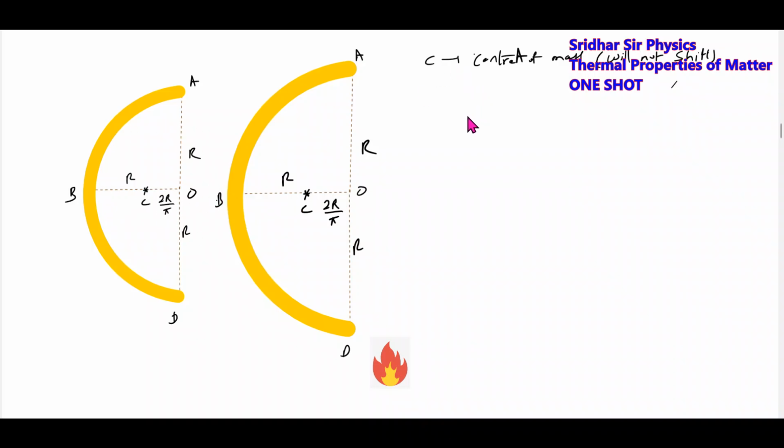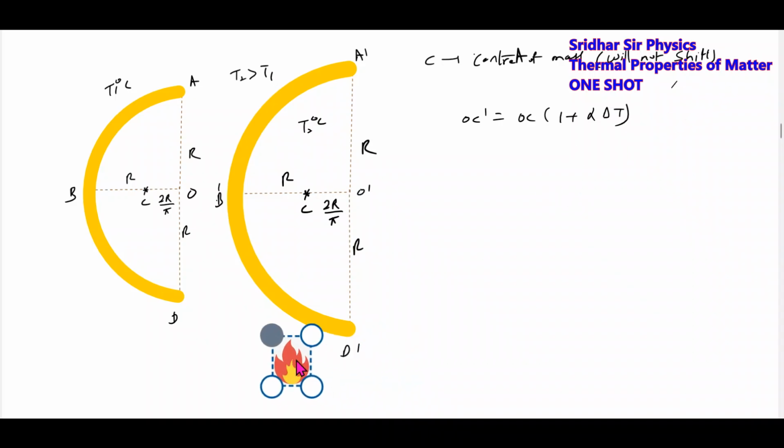So what is the distance OC? Now this will become O dash, A dash, B dash. So what is OC dash? OC dash should be equal to OC into 1 plus alpha delta T. This is at higher temperature T2. This is at T1, T2 greater than T1. Now, small ideas. We are heating it, we are expanding it. Then what about OC? OC will be 2r by pi.